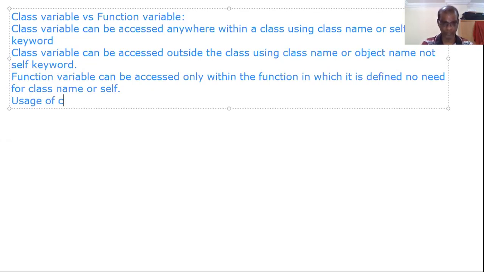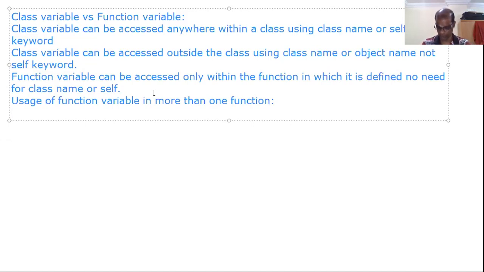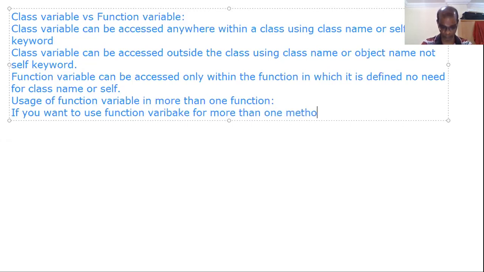Usage of function variable in more than one function. That means if you want to access or use a function variable in more than one method or function, you should declare it using the self keyword.